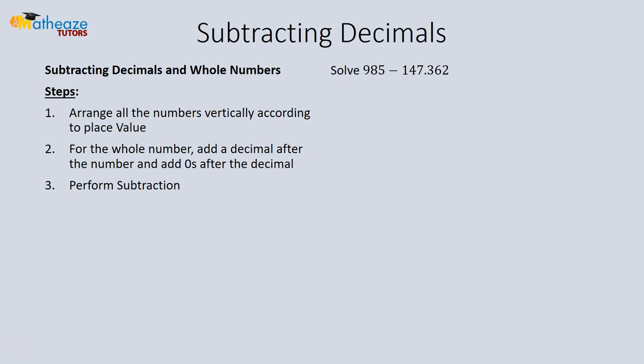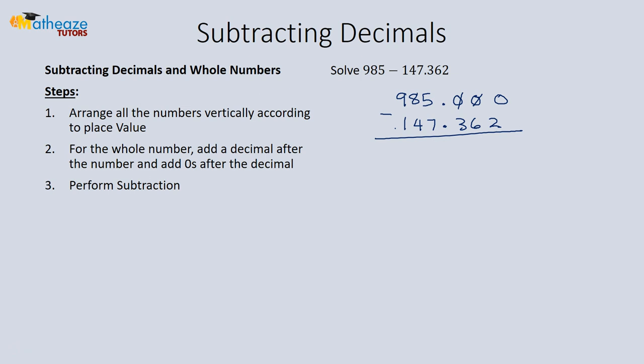Now, let's look at this example. We have 985, and then we have 147.362. So we put a subtraction here. Now we are going to have 0, 0, 0, and then we start our subtraction. 0 minus 2, we can't do that, so we're going to have to borrow from here. We don't have enough here.